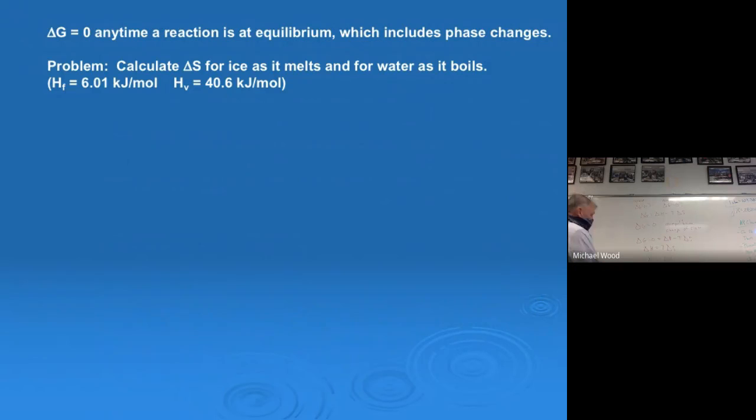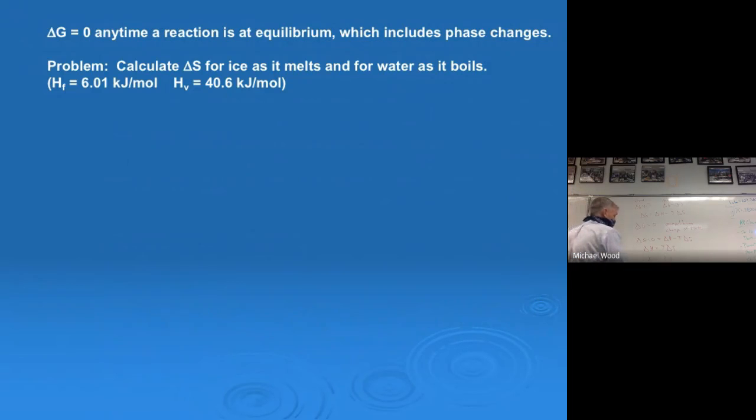So if we're trying to figure out the delta S for ice as it melts, we're given the HF. So review, HF is the heat of fusion. And back when we talked about changes of state, I never understand why they call the heat of fusion melting, but they do. So that is this phase change. The HV is the one I'm going to do next. That is the heat of vaporization.